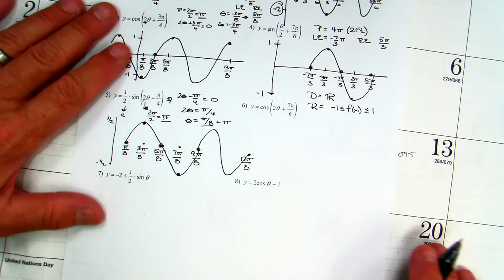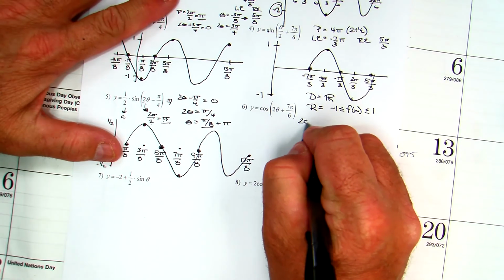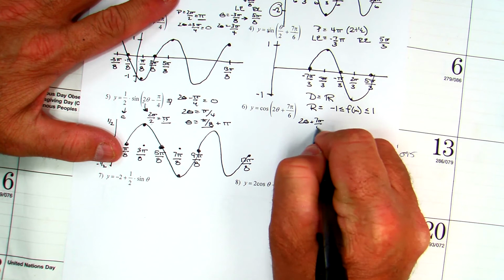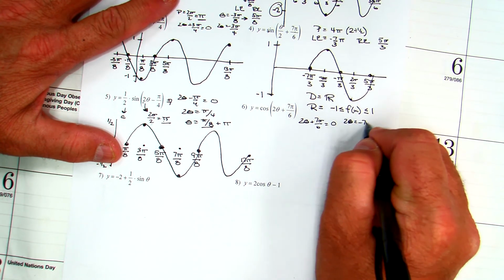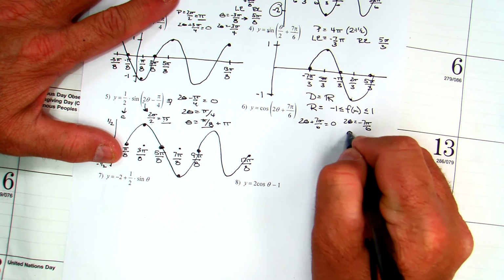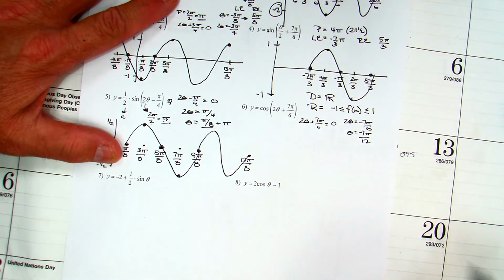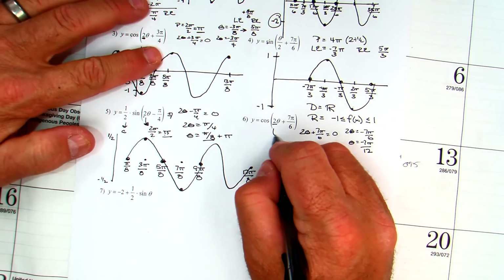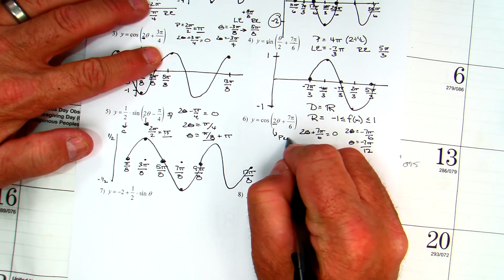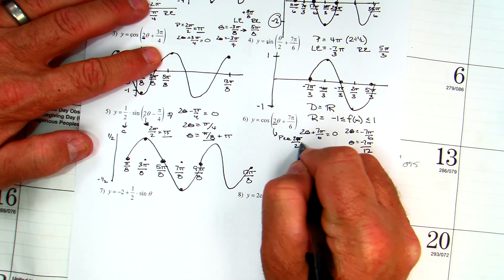All right. Y equals cosine 2 theta plus 7 pi over 6. 2 theta plus 7 pi over 6 equals 0. 2 theta equals negative 7 pi over 6. Theta equals negative 7 pi over 12. So that's my left endpoint. Just like in the last one, my coefficient is 2, so just like in the last one, my period is 2 pi over 2, which is just pi.